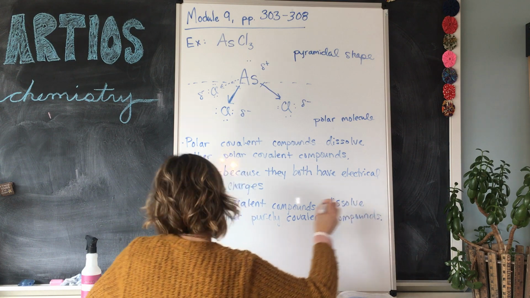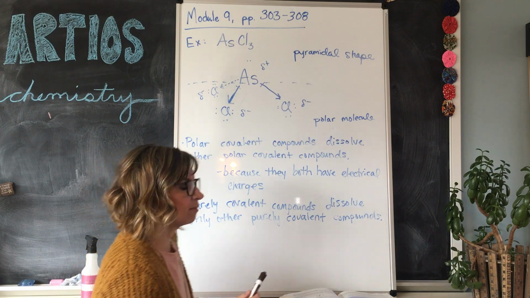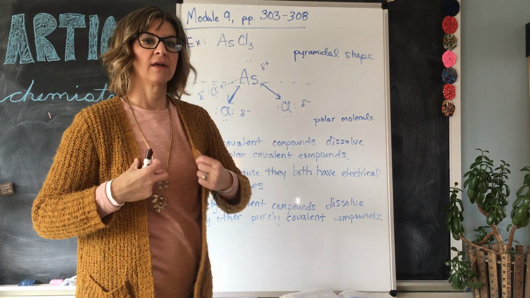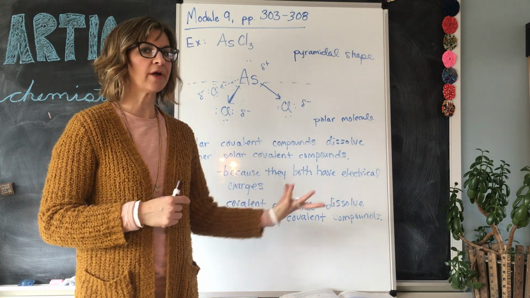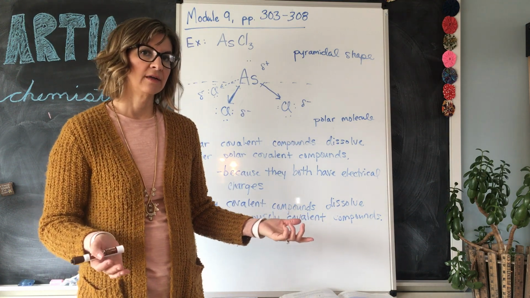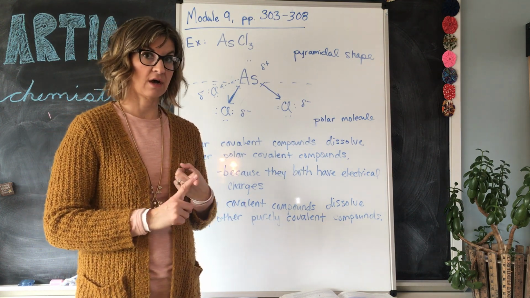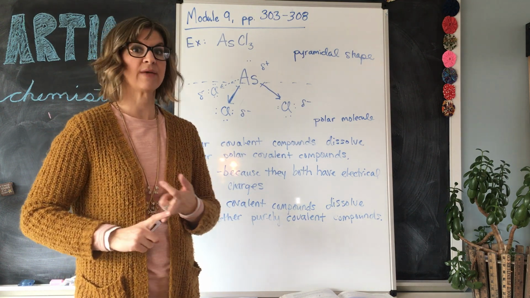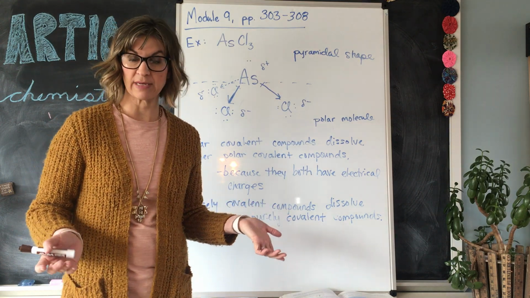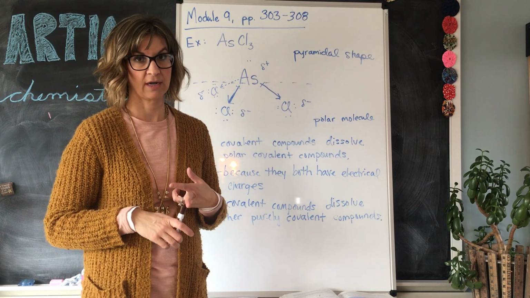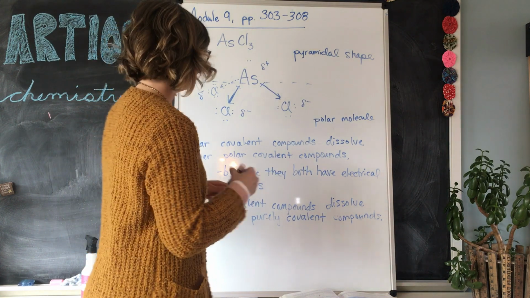So this is one practical way that knowing whether a molecule is polar or not polar is used in everyday life. If you want to know if oil is going to dissolve in water, they both would either have to be purely covalent compounds, or they both would have to be polar covalent compounds. Now, you guys probably know that oil does not dissolve in water. So one of them is going to be purely covalent and one of them is going to be polar covalent.